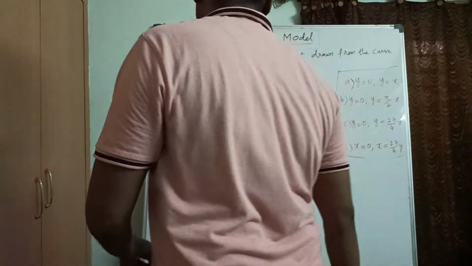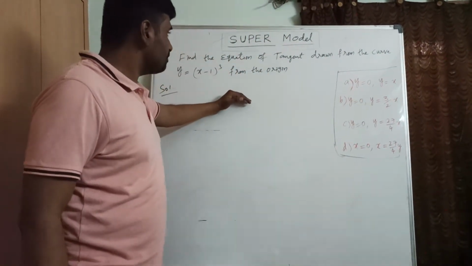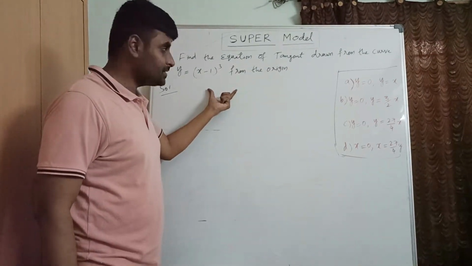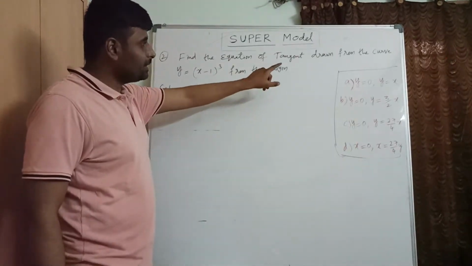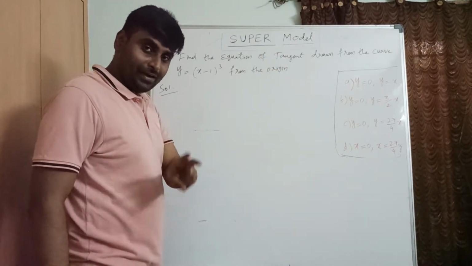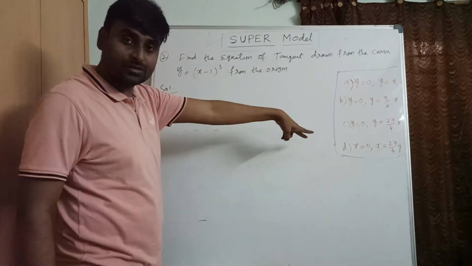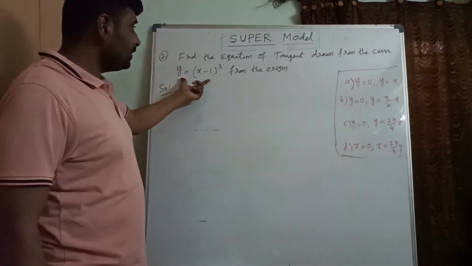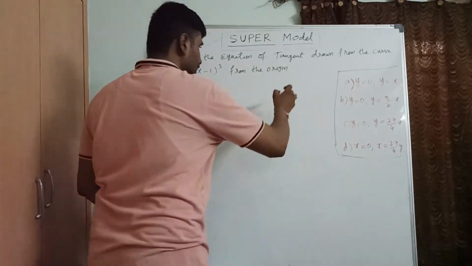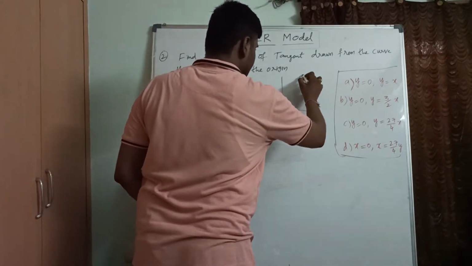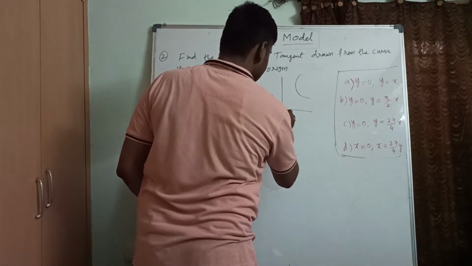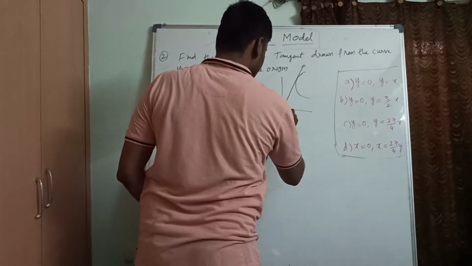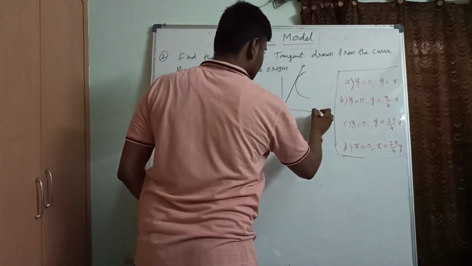Now let us look at this question, which is similar to the previous one. See here, also we are going to find equations of tangents. We are going to find two equations of tangents if you observe the options there, drawn to the curve from the origin. It's very easy. So here the tangent is drawn from the origin.